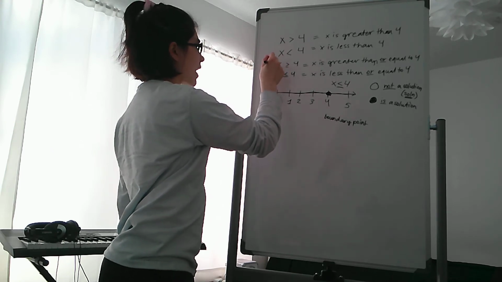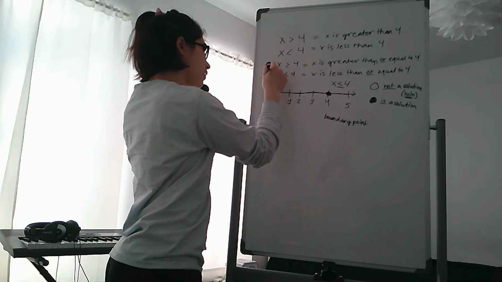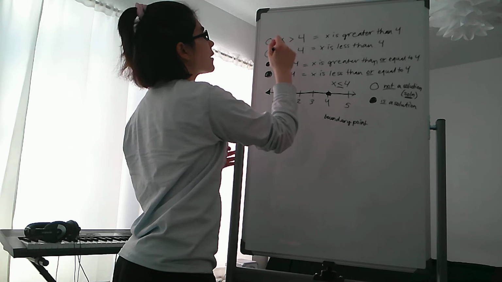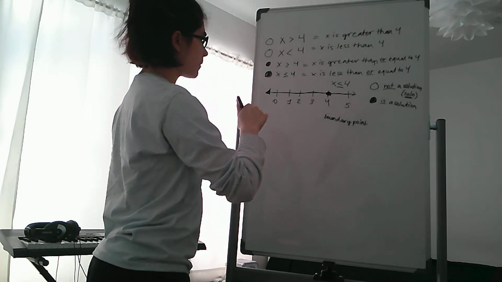So this one would have a closed circle, right? Because you say it's blah blah or equal to. But these are going to have open circles because they don't have that equal to part. It's either greater than or less than, okay?